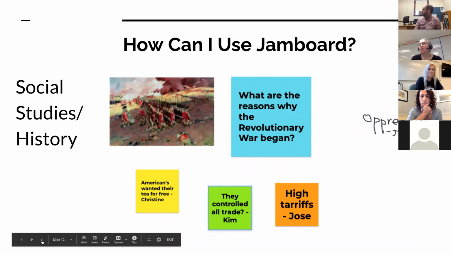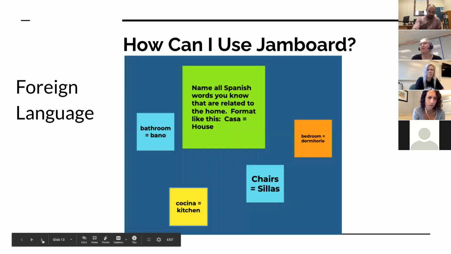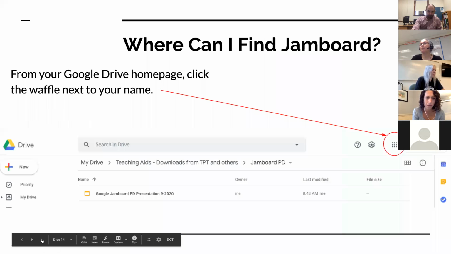Okay, social studies and history. Again, pictures say 1,000 words. Questions ask you to think about what you just learned or what the picture might be talking about, and then your students fill in all the rest of the info. I was brainstorming, thinking to myself, how would I use this in foreign language? But I thought this was probably a great way to see what their knowledge base is: what do they know about words related to the home?